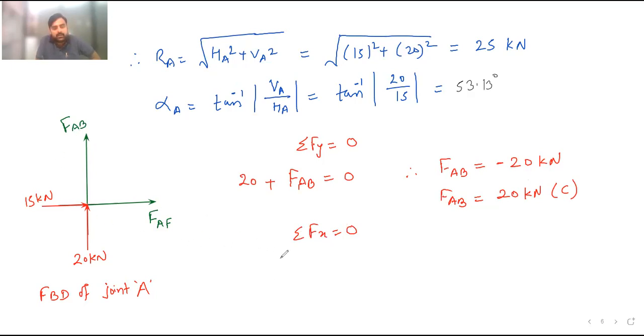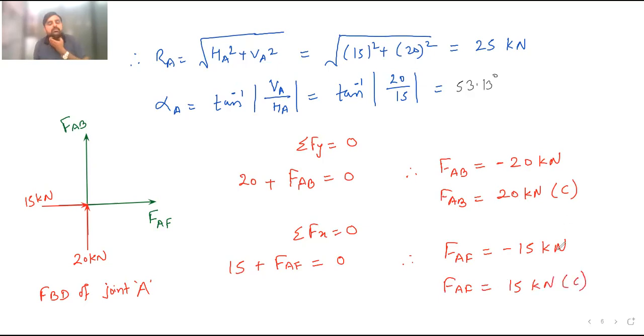So now again, if I apply summation Fx equal to 0 without changing the direction of FAB, what do I get? Here 15 plus 15 rightward plus FAF is equal to 0. So therefore, if you solve FAF, force in member AF is equal to minus 15 kilonewton. So AF is also compressive. So FAF is equal to 15 kilonewton compressive. Please check these two values. Is the calculation correct? Yes, sir. Okay. So AB is compressive and AF is also compressive.